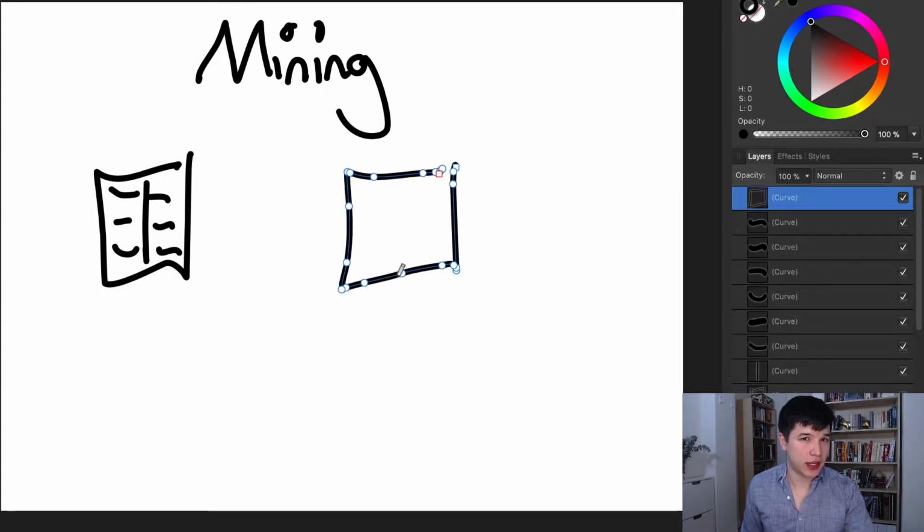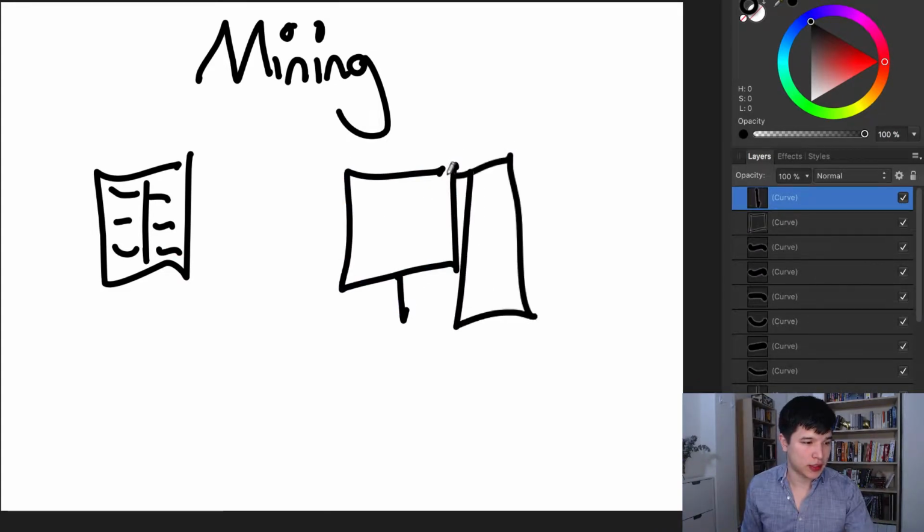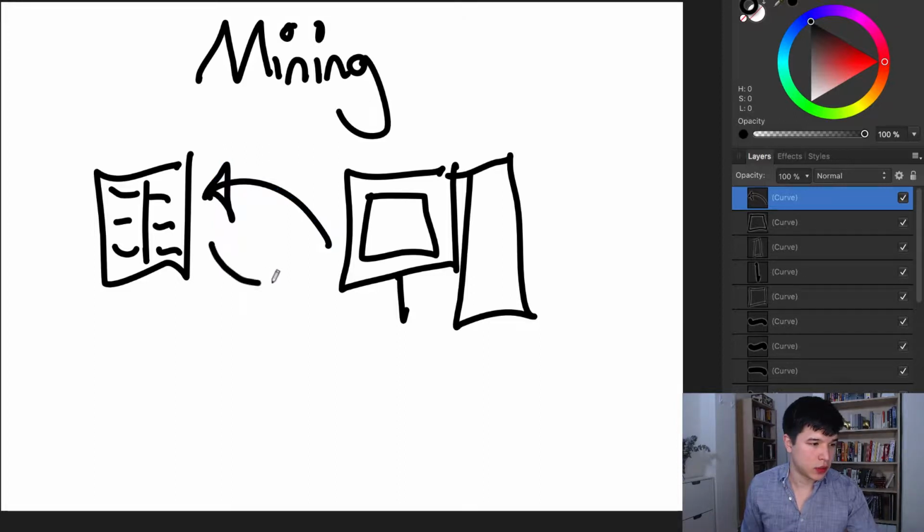And our next word is mining. Mining is the computer process. This is a little desktop tower and a monitor. It's the computer process of recording and verifying information on the blockchain.